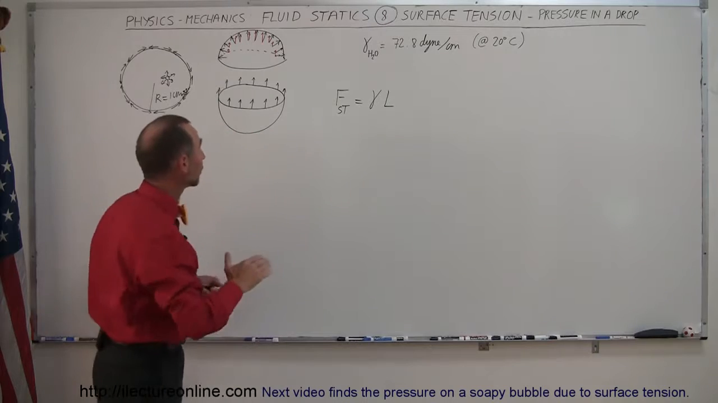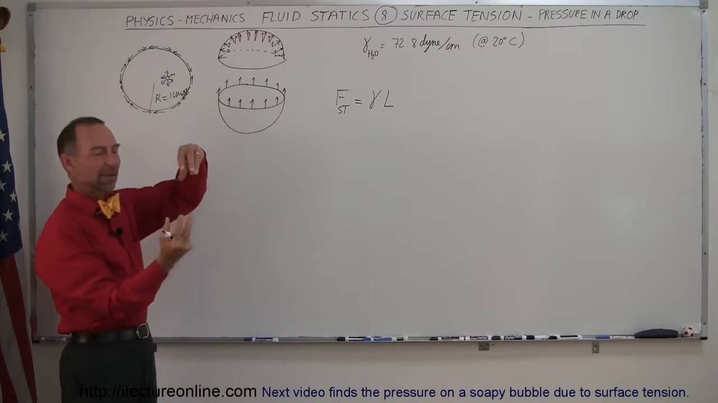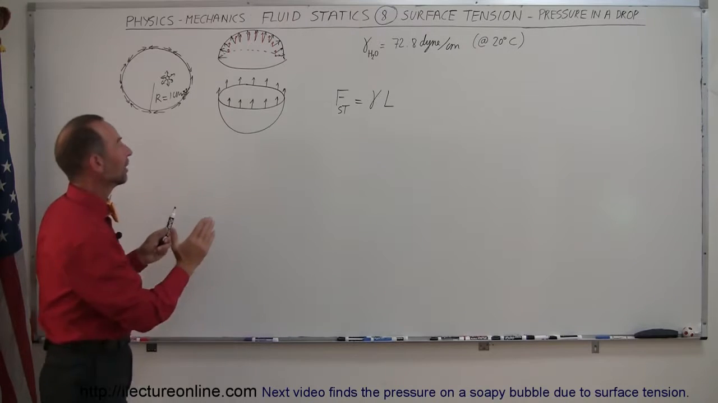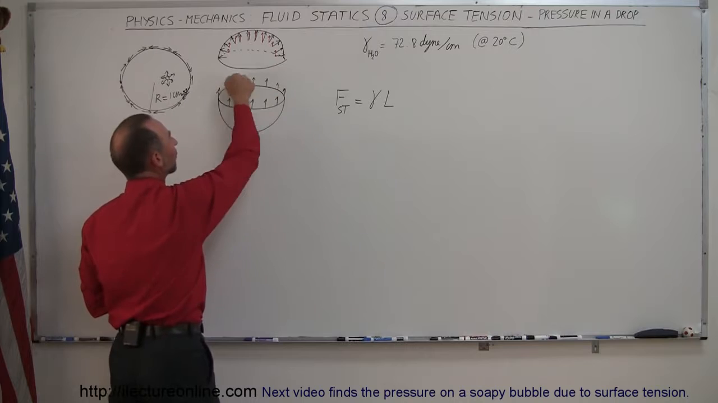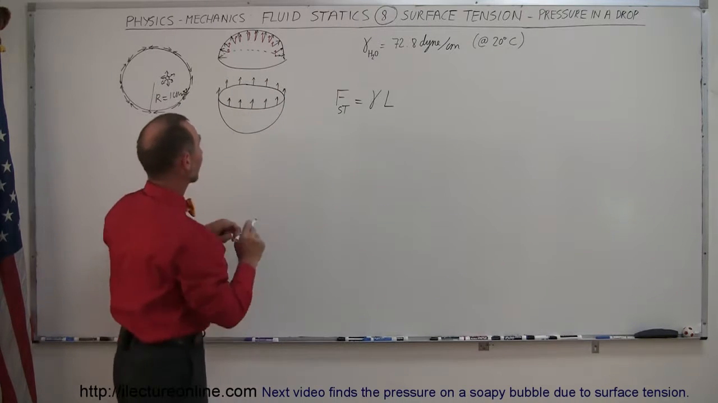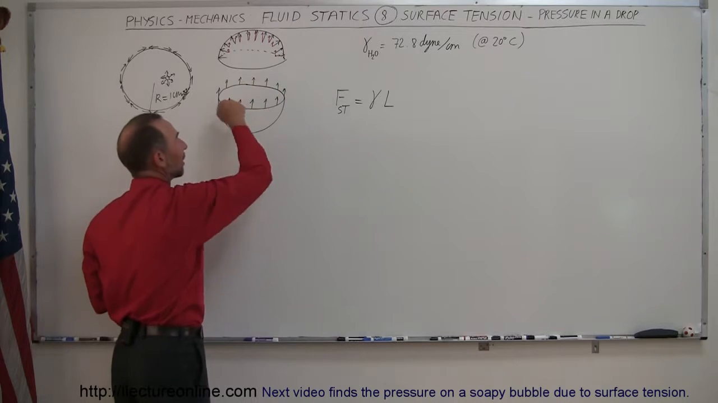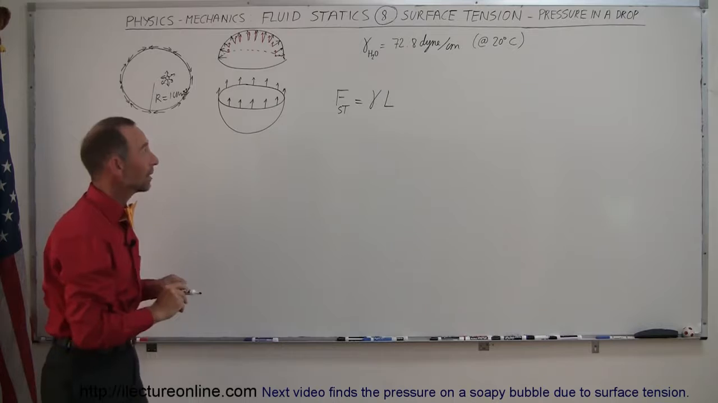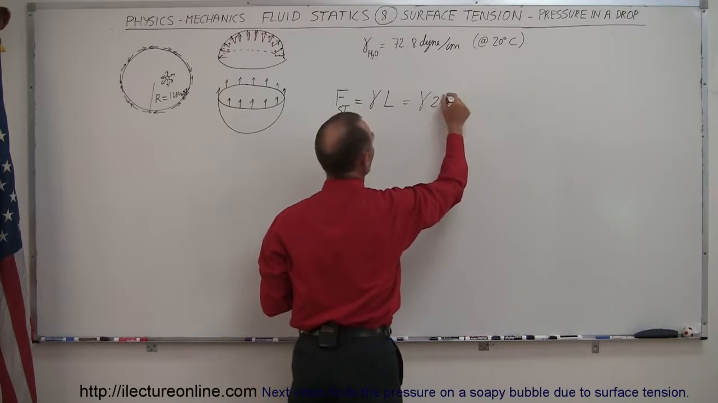Now what we're going to do here is take a water drop and slice it in half. So you think about these two halves separated from one another, and of course they would be attracting each other along the rim of that cross section. So the force of surface tension can then be figured out by taking the coefficient times the length around the rim. That would of course be 2 pi times the radius. So we can say that's equal to the surface tension times 2 pi r.